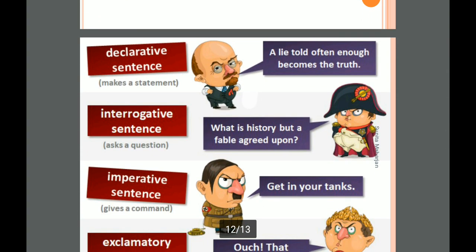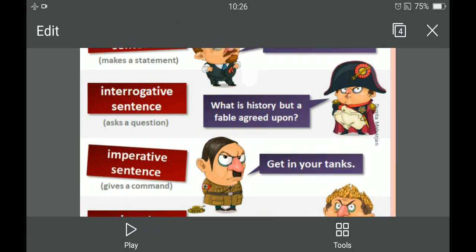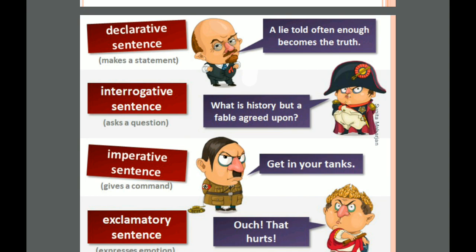To make you more clear, I have another sentence. Declarative sentence makes a statement. For example, a lie told often enough becomes the truth. This sentence starts with a capital letter and ends with a full stop. Interrogative sentence asks a question like, what is history? Right? And imperative sentence gives a command. Get into your tank. Give me that copy.